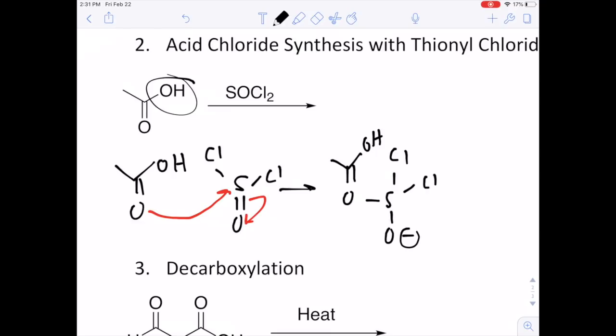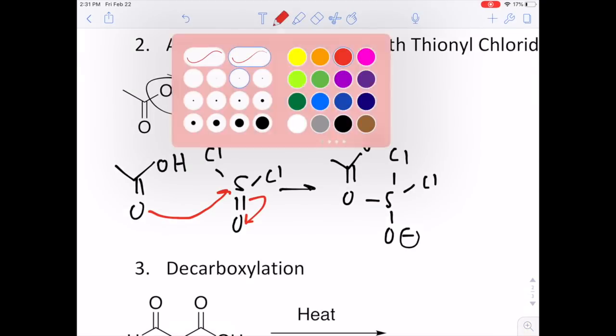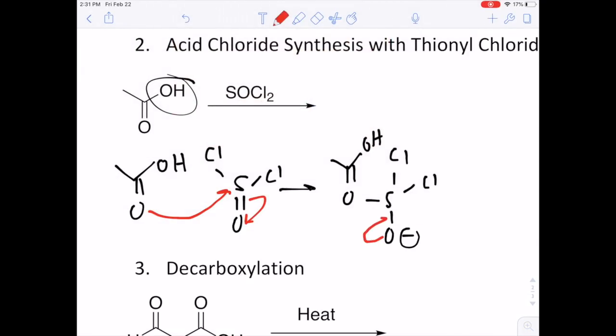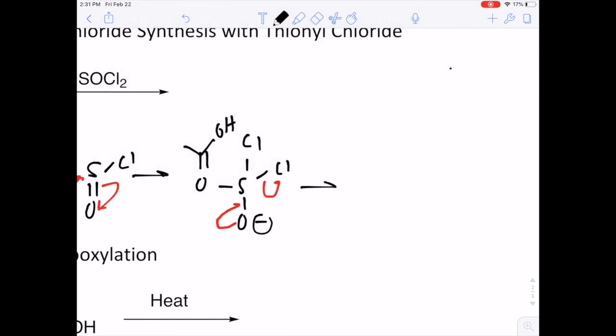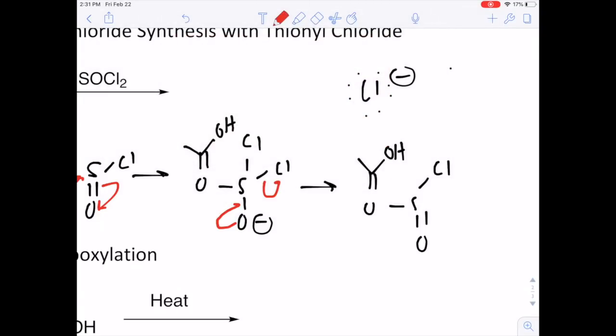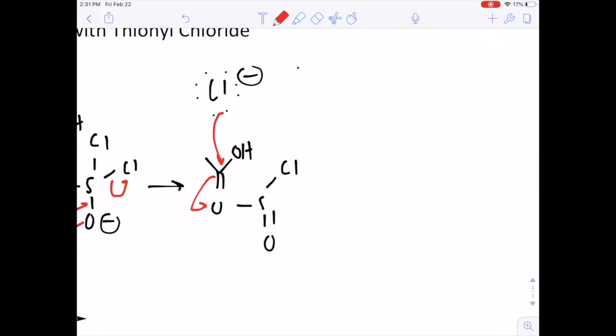Alright, and then the next mechanistic step is we need to generate some sort of source of chloride to do nucleophilic attack on the carbonyl. So I can rationalize that these lone pairs will resonate down to kick off an atom of chloride. So the product of that would be something that looks like this. And this is our chloride that we just generated. And now that chloride can do nucleophilic attack into the carbonyl and push those pi electrons up. So that's going to form our tetrahedral intermediate.